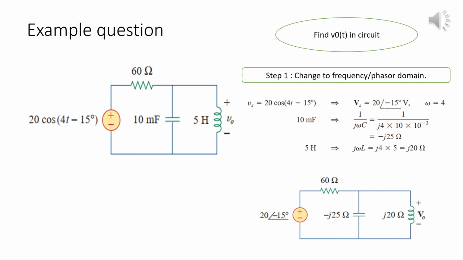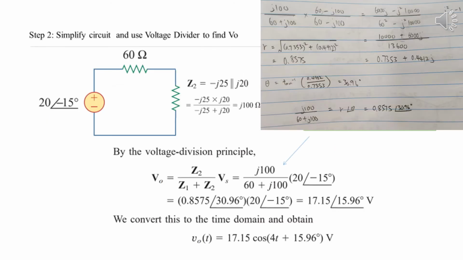Omega will be 4. By using the formulas, we can find the inductor and the capacitor values. The capacitor impedance is equal to 1 over j omega C, which is 1 over j times 4 times its value. The final answer will be negative j25 ohm, while the impedance of the inductor will be j omega L, equal to j multiplied by 4 and multiplied by 5. The answer will be j20 ohm.